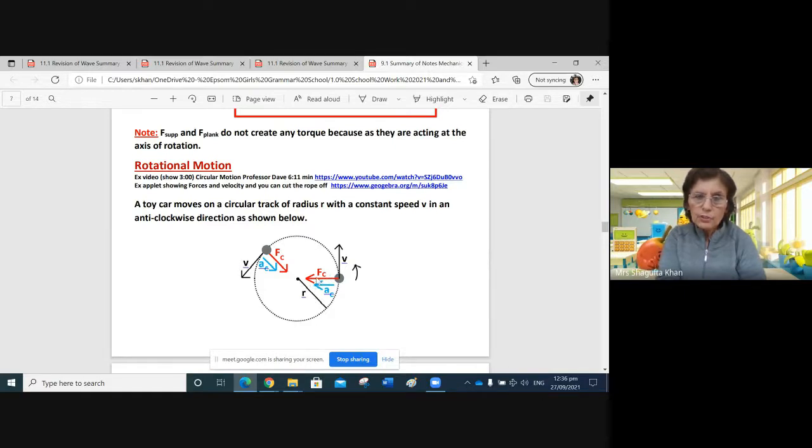So tension force or friction force is towards the center, and it provides the centripetal force because it's at a 90 degree angle. If the force was in this direction, it will accelerate the object. If the force was in this direction, it will decelerate it, but not change the direction. It only changes the direction if it's 90 degrees, and that's what happens here.